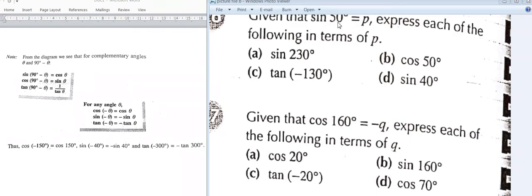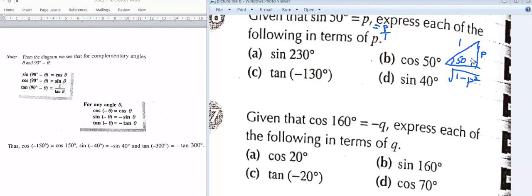Let me see. If sine 50 is P, you look at the first quadrant. P is actually equal to P over 1. Then this P is 1, and this is the square root of 1 minus P squared. So this is the first quadrant.